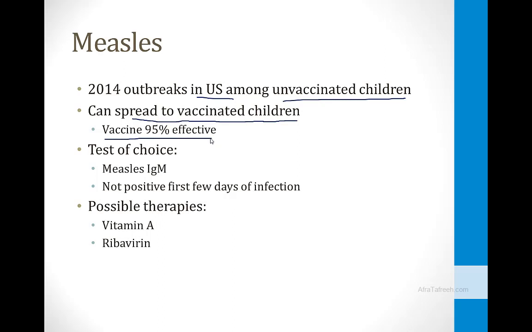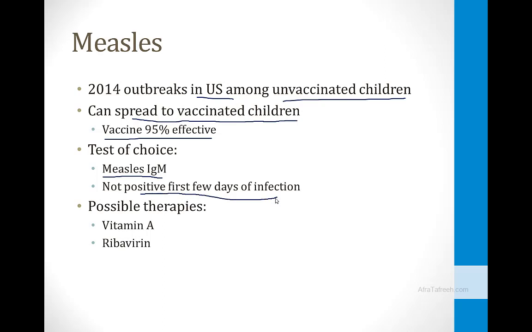The diagnosis of a measles infection is often made clinically, but the test of choice if you want to send a blood test is blood for the measles IgM antibody. Importantly, it takes a few days for this to be positive, so it's more sensitive if you test after the child's had symptoms for 3 or 4 days.